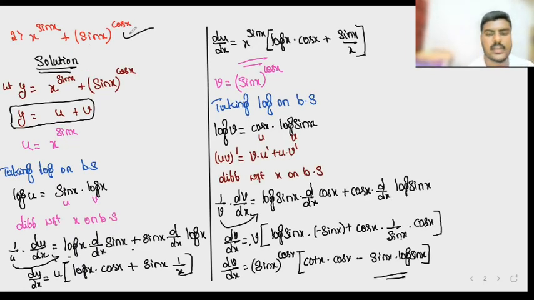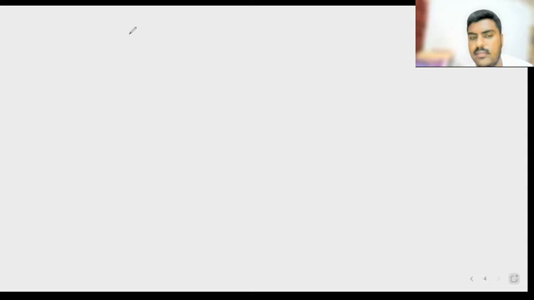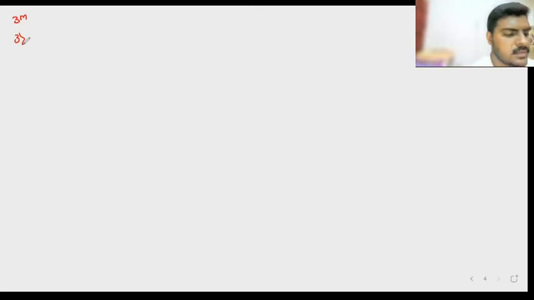Did you understand? I think all of you, dear students, understood this one. Now, very important for 3 marks. For 3 marks they are asking here, the third one. So observe, x power y equals y power x.